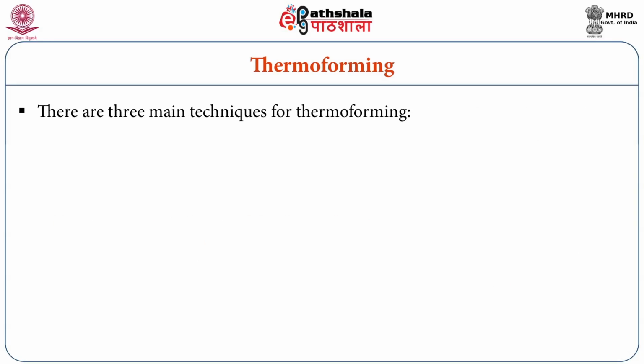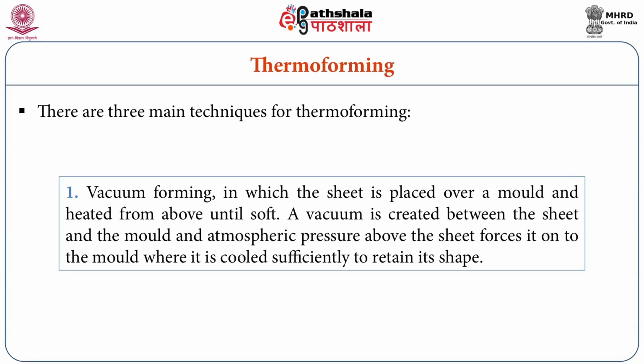There are three main techniques for thermoforming. First is vacuum forming, in which the sheet is placed over a mold and heated from above until soft. A vacuum is created between the sheet and the mold, and atmospheric pressure above the sheet forces it onto the mold, where it is cooled sufficiently to retain its shape.